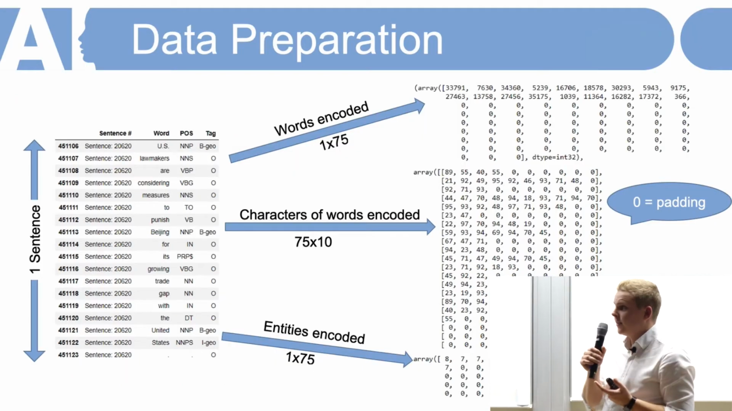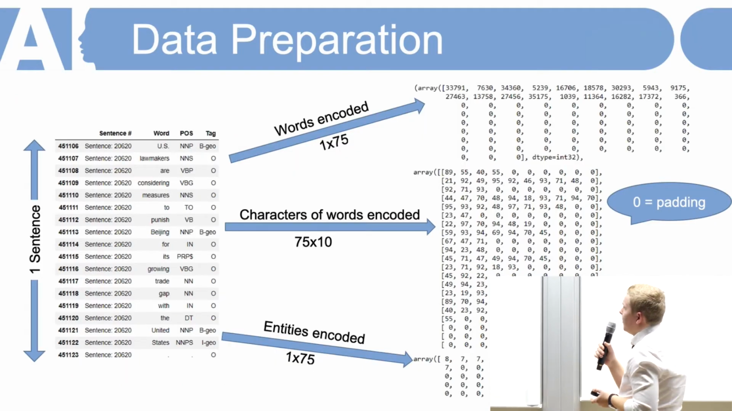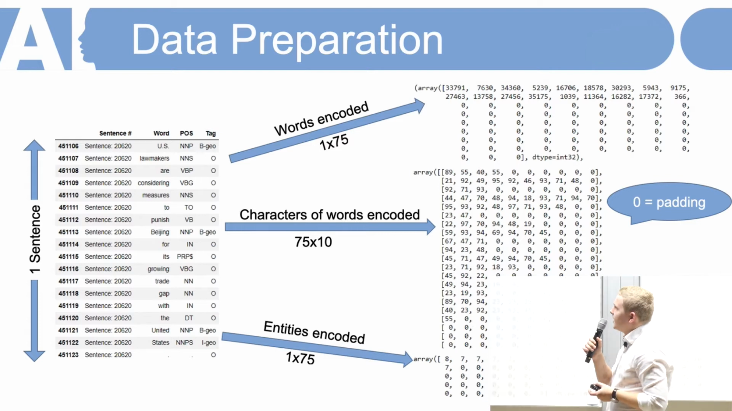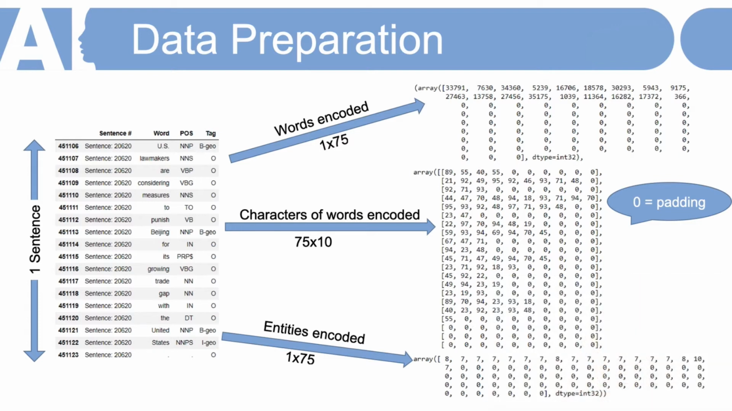This is basically what is done. On the top you can see the words are encoded just with simple numbers. We also have characters for each word. In this case, they are limited to just 10 characters each word, so everything which is longer than 10 characters is cut down. And the last one, of course, the entities are also encoded.